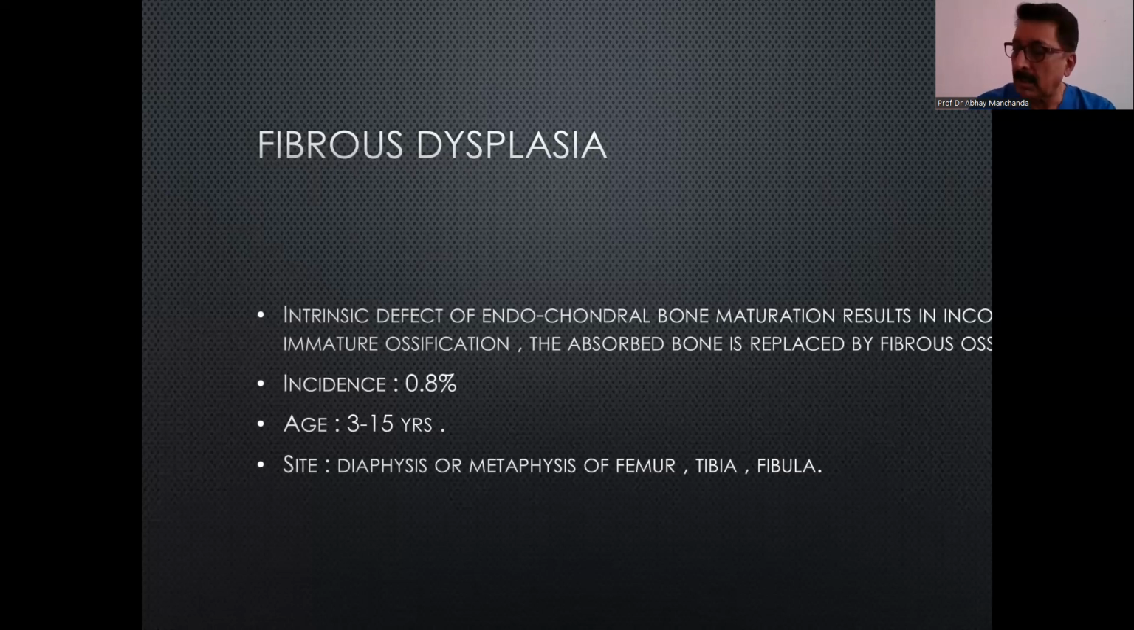Now, we are about to read a very interesting bone tumor, which is called fibrous dysplasia. It is basically an intrinsic defect of endochondral bone maturation, which ends up in formation of immature ossification, and the absorbed bone is replaced by fibrous tissue. The incidence is not much, although it is 0.8%, and the common age involvement is 3 to 15. Site is diaphysis or metaphysis of femur, tibia, and fibula.